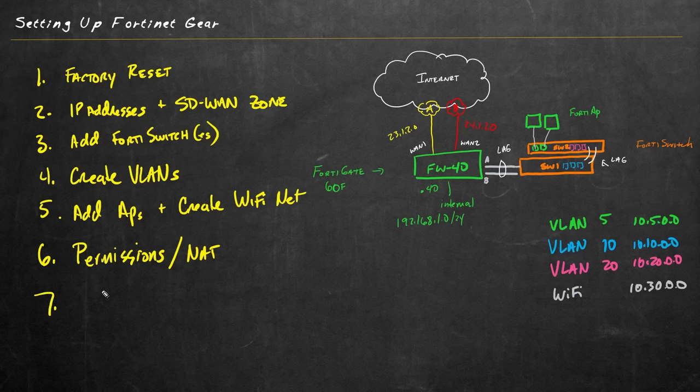And then seven, for fun, let's set up some rules regarding SD-WAN to control how the traffic will be forwarded out from the FortiGate to the internet. So I'll label that as SD-WAN rules, which are also going to include an SLA, a service level agreement, where we can monitor and test the paths involved.